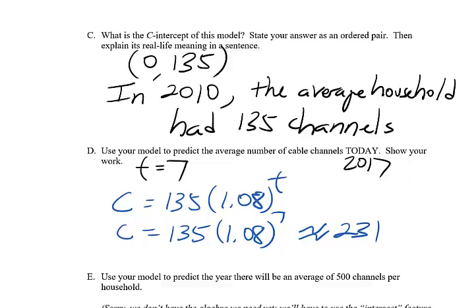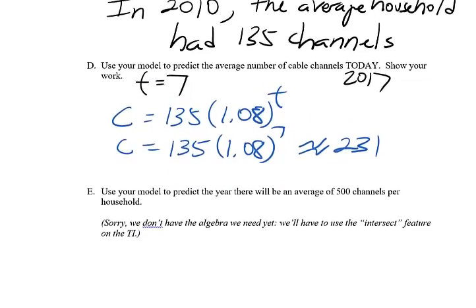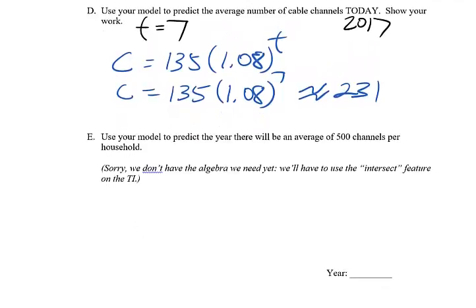Finally, that takes us to letter E. Letter E says we're to use our model to predict when it is going to be that there will be an average of 500 channels in each household. Well, remember, we go to our model. These models can't do very much.